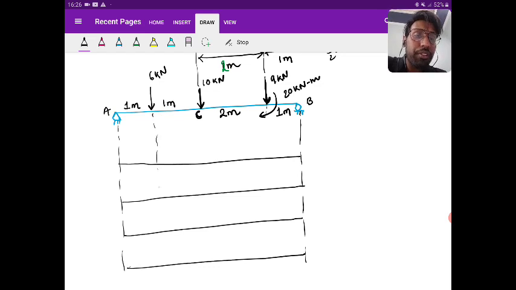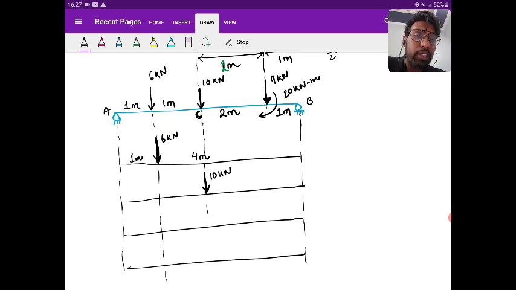So here you can see the load of 6 kilonewton, where from A to the load there is 1 meter and on the other side it is 4 meter. Then you can see the load of 10 kilonewton.